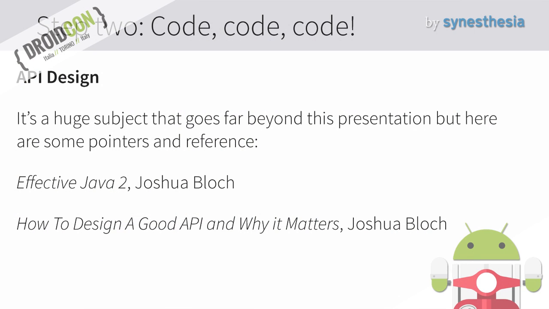But there's a couple of references. Effective Java, the second edition from Joshua Bloch. And from Joshua Bloch, there's also a very nice presentation, how to design a good API and why it matters. As you can see, Joshua is basically the leader. He's a Java genius. He wrote the whole collections framework for Java. And while I'm at it, I just want to share one of these slides that I want to make yours as well.